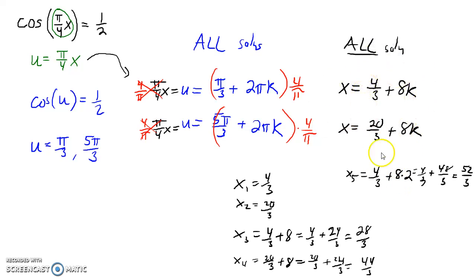And there we go. There's how we solve this using substitution. Now, in this case, we used the plus 2 pi k here. We could have instead just listed out, like let's say we only needed 4 solutions here. We could have just listed out the next 2 solutions for u and multiplied all of those by 4 over pi, but this is a nice general way to handle this type of problem.